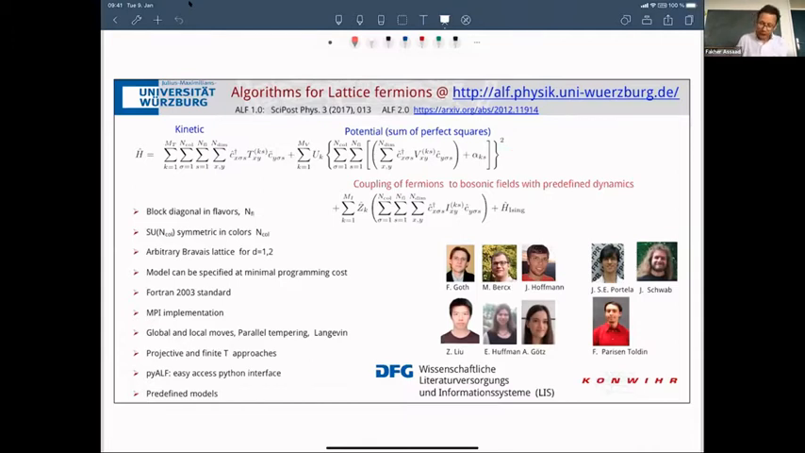And then we have another term, which is a scalar variable or an Ising variable that couples to a one body term, and then there's a dynamic of this scalar variable. All the simulations I'll present today can be done with this algorithm. If you want to download it, try it out, contact us if you have issues, et cetera.